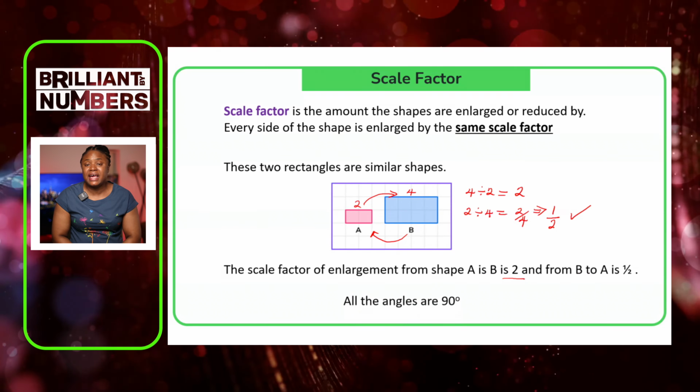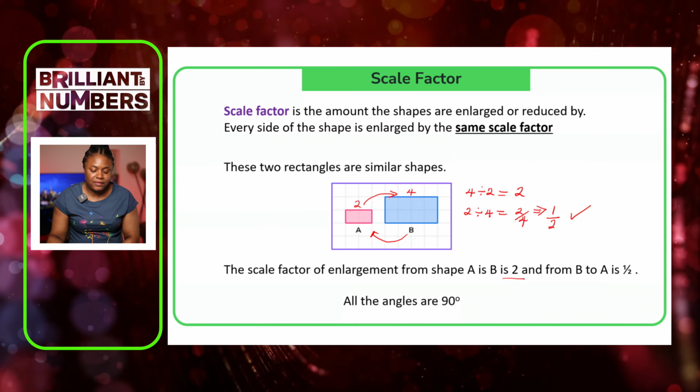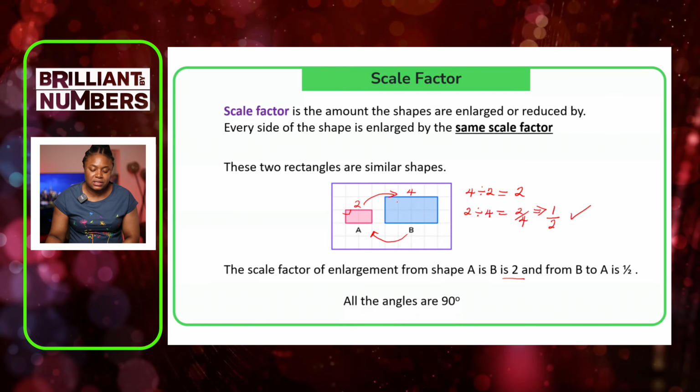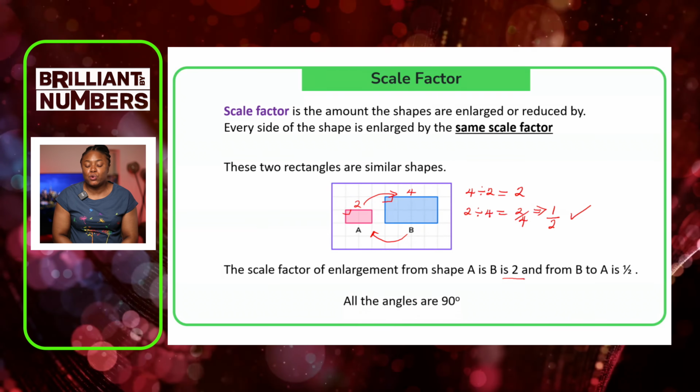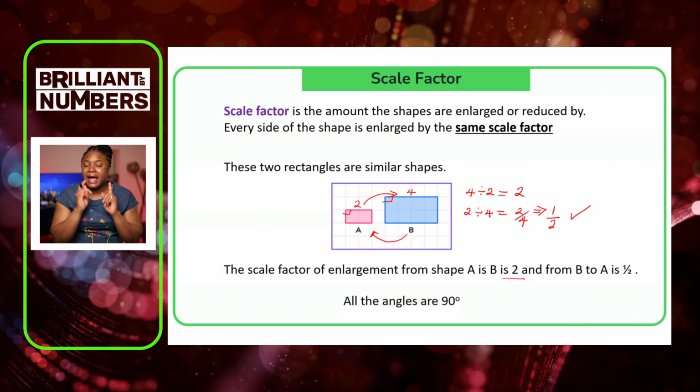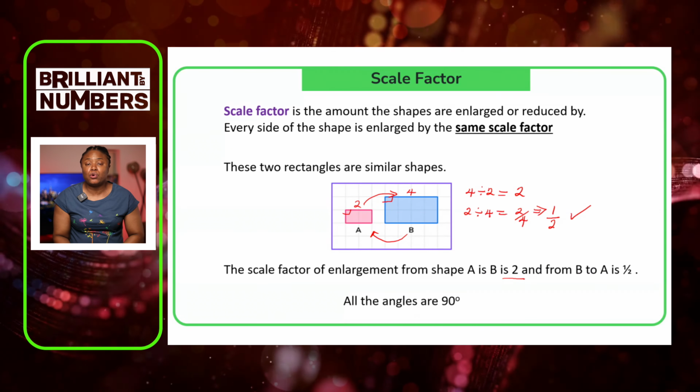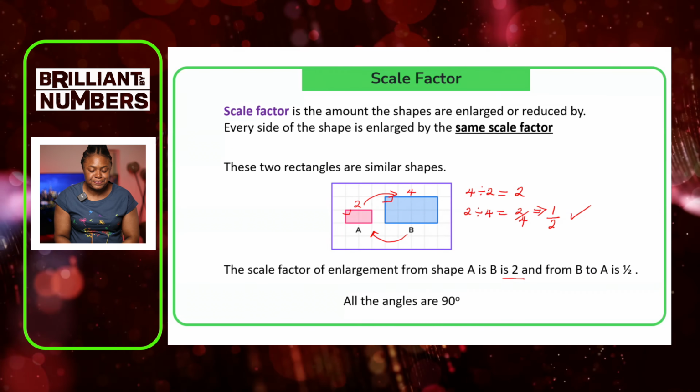If we notice here as well, we have 90-degree angles in each of the shapes. So even though shape A is smaller than shape B, the angles are identical. They are all 90 degrees.